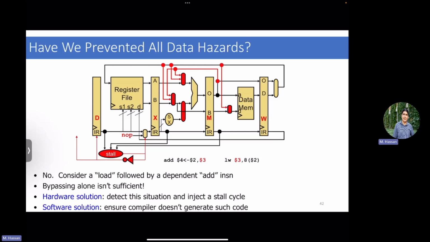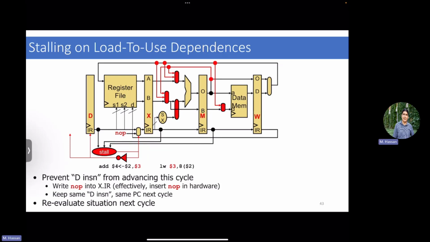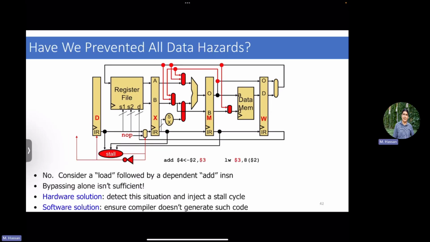One scenario where bypassing does not help you is if you have a load operation, and this load operation is bringing something from the memory, so it happens at the memory stage, and it's followed by an instruction that needs this result at the execution stage. So let's look into this example. Let's say I have a load instruction that is going to write register 3, but this is only going to happen at the end of the memory stage. And it's directly followed by an instruction that reads R3.